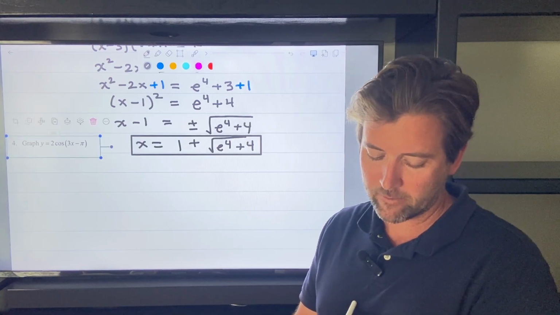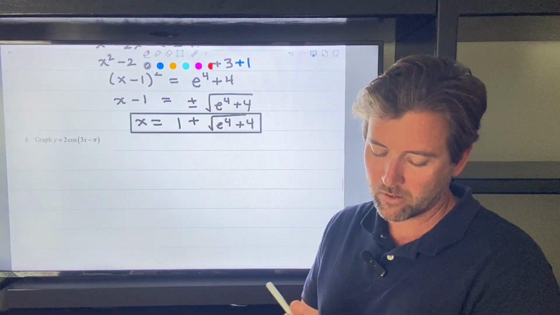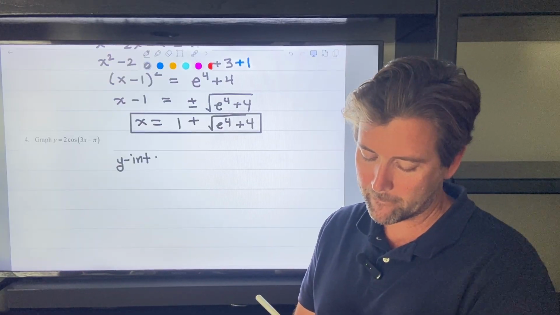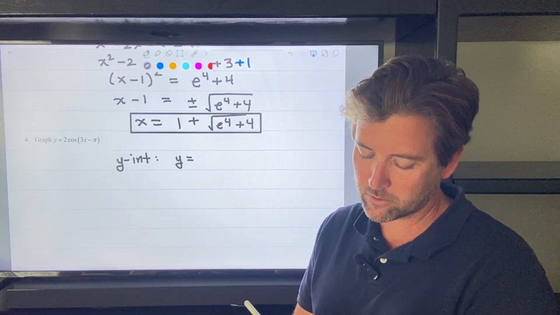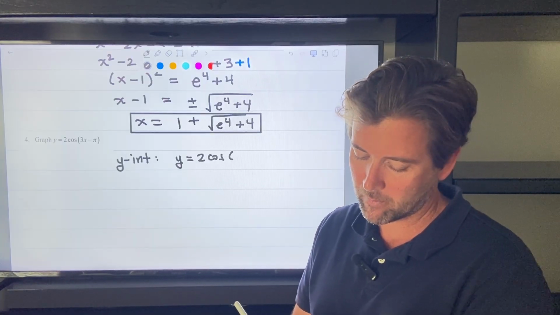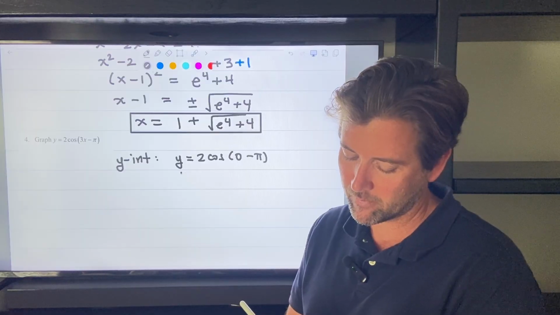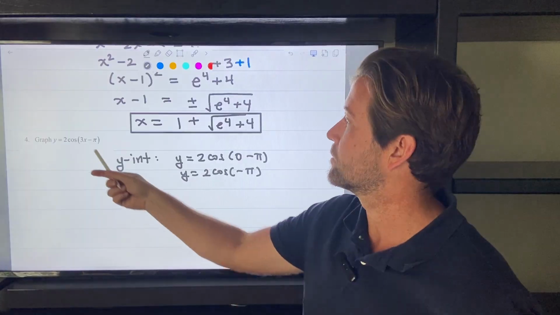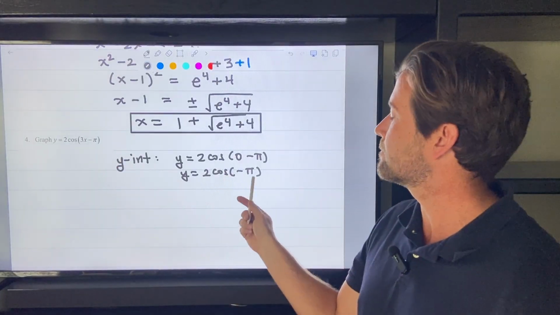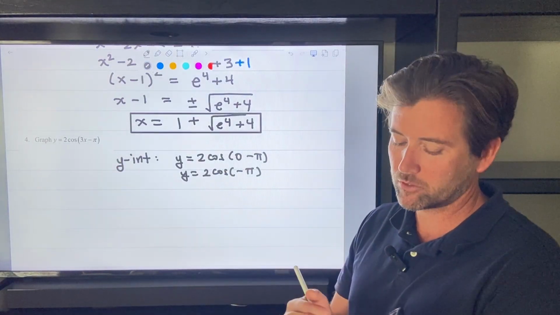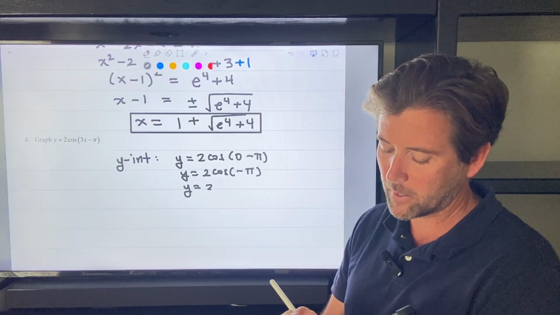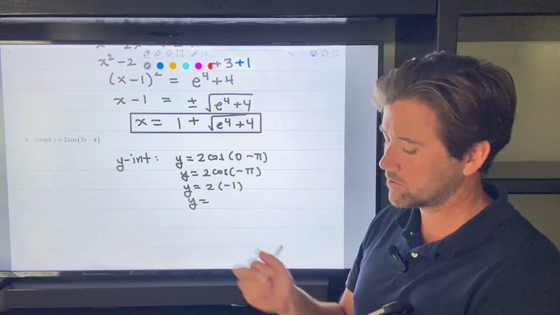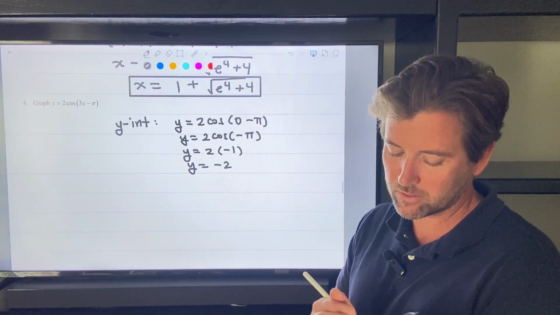So the goal is to graph. What I'm going to do is find the y-intercept first. I'm going to plug in 0 for x to find the y-intercept. So we plug in 0 for x, you get the cosine of negative pi. Take that value and times 2. So the cosine of negative pi is going to be negative 1, times this 2 is negative 2. So the y-intercept is negative 2.